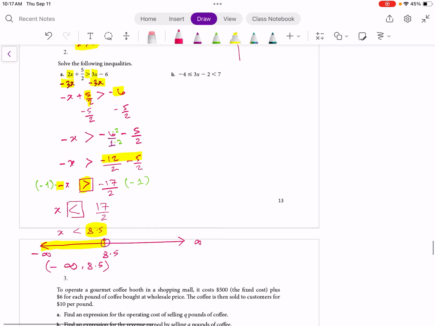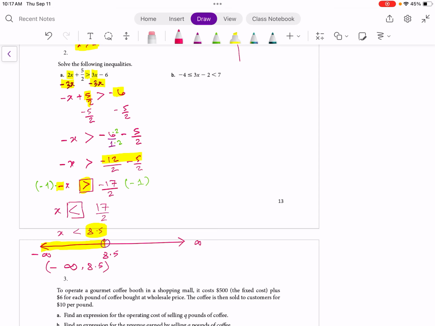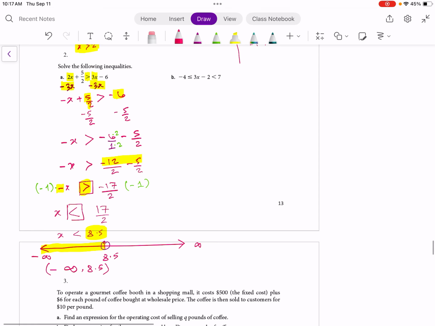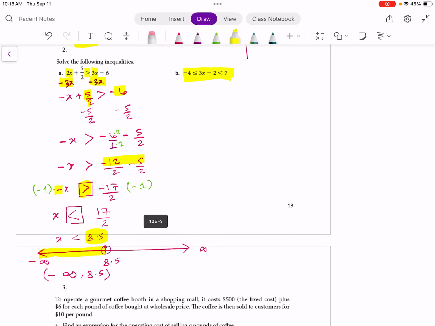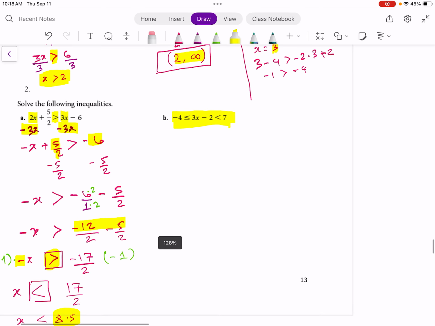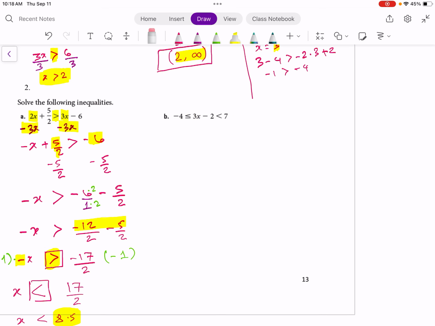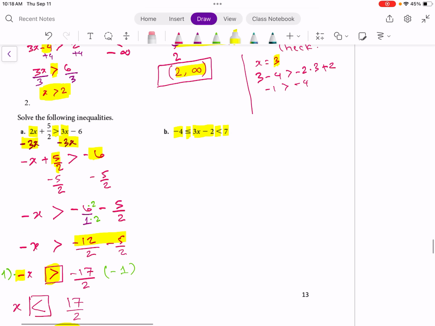Okay, now in number B, we have, okay, so here, this is the combination of two inequalities. So this is a complex inequality, and we read this as, so we start from here. So 3x minus 2 is greater than or equal to negative 4 and less than 7. Okay, so let me write down that statement here.